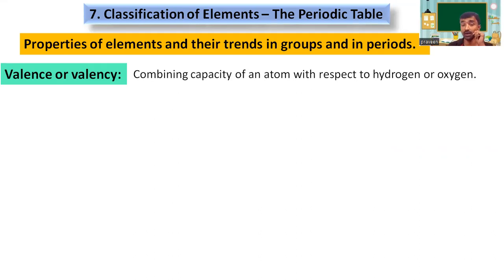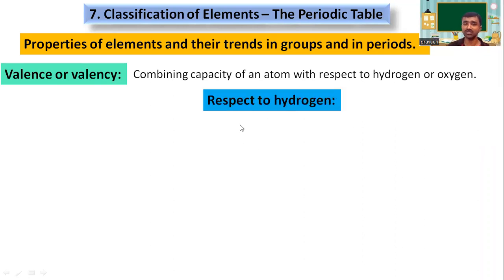Do you remember, Mendeleev also classified the elements based on valency. So valency is important for knowing the characteristic properties of the elements. That's why we give importance to valency.